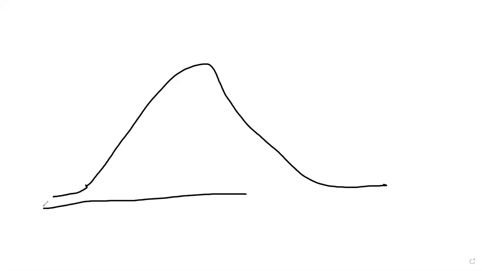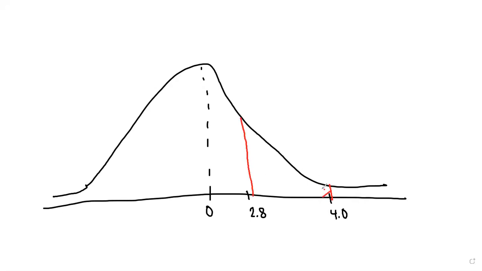So this is the normal distribution, a very badly drawn normal distribution. Right at the center, we have 0, and we have here 4.0 and 2.8. Those are the z-scores. Now let me change the color. Here it is. So we would like to know this area right here, the percentage of this area.